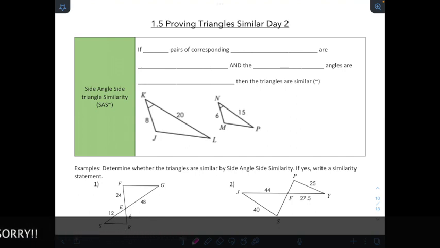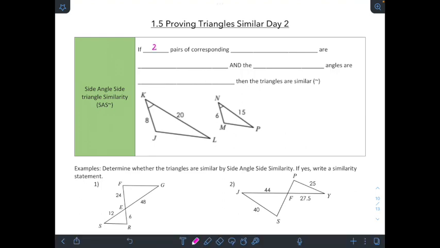So first, let's start with the definition. With this type of similarity, if two pairs of corresponding sides are proportional, and the included angles are congruent, then the triangles are similar.